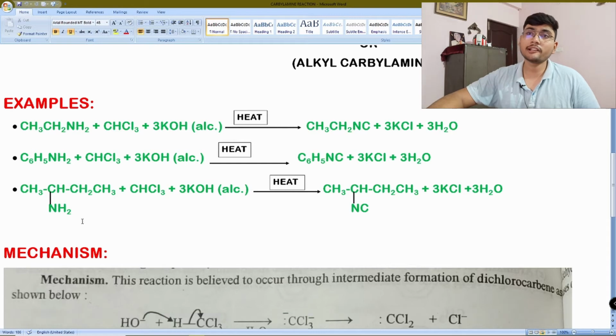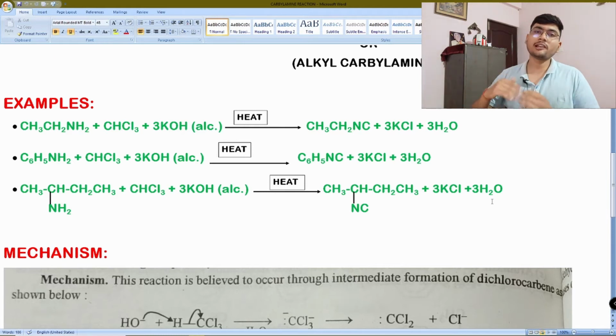Now let us see the third example. This is also a primary amine, because only one hydrogen of ammonia has been replaced by this alkyl group. By heating it with chloroform and KOH, you will again get the same thing: the NH2 group is replaced by an NC group. This is your product, with KCl and water as the side products. These are the examples of the carbylamine reaction.